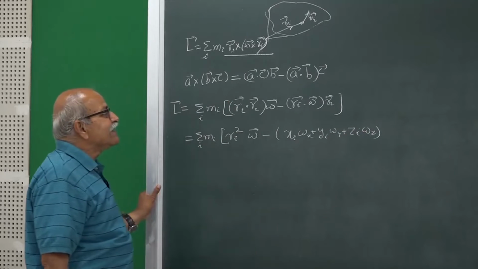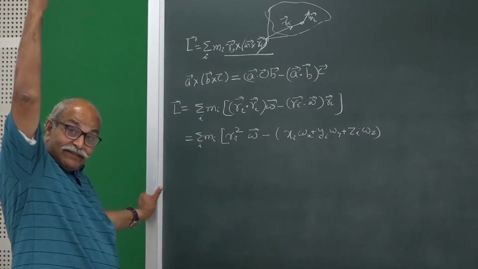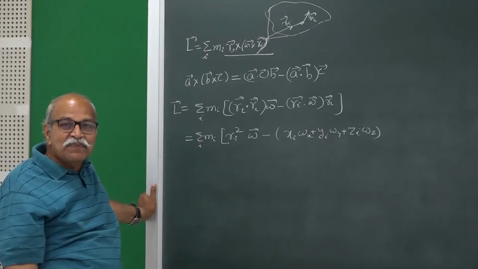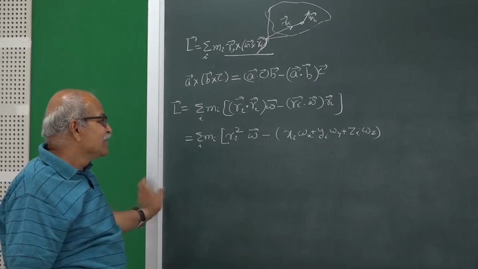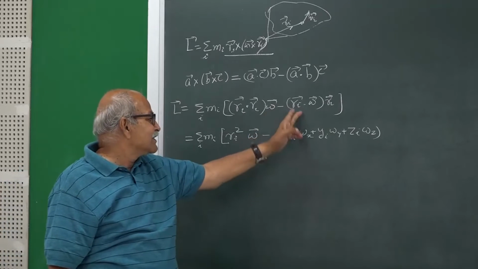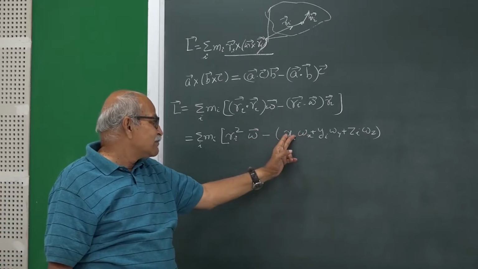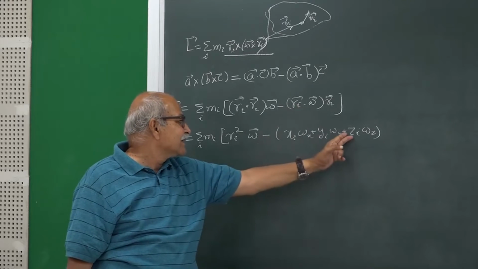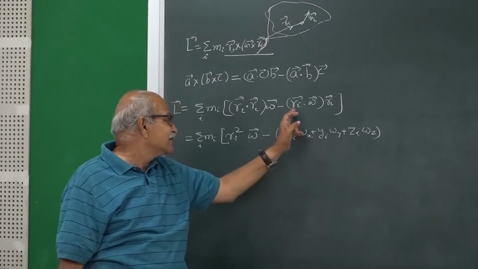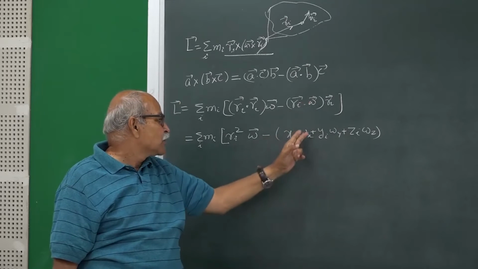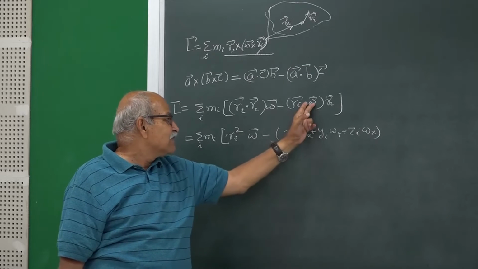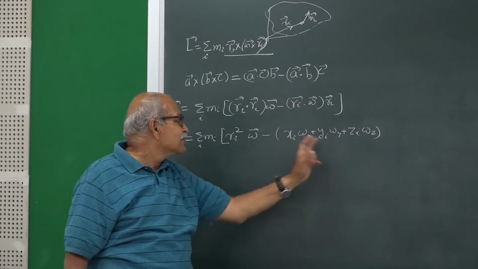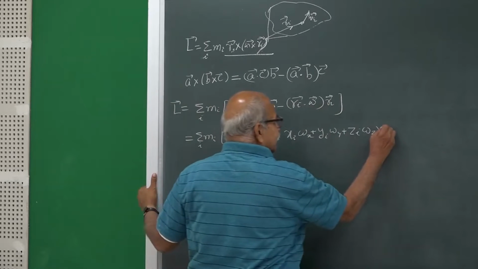I am not taking the z axis along that omega. So, omega will have components in x, y, z directions. So, I am writing this r_i as x_i i cap plus y_i j cap plus z_i k cap. So, those x_i, y_i, z_i are here, and omega I am writing as omega_x i cap plus omega_y j cap plus omega_z k cap, and then taking the dot product, it is this, and then it is r_i.